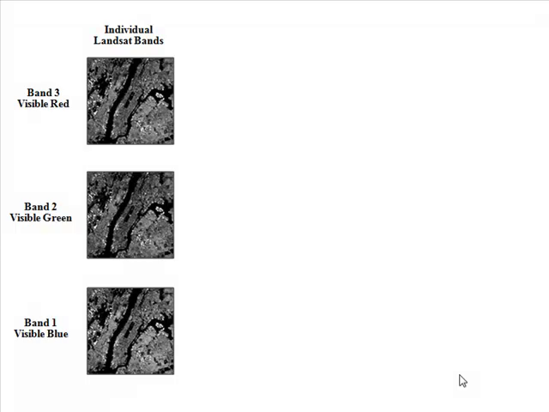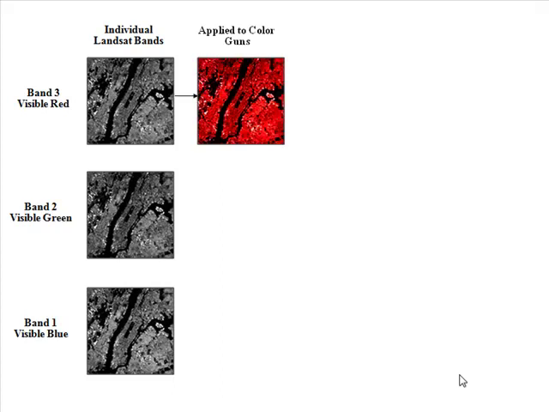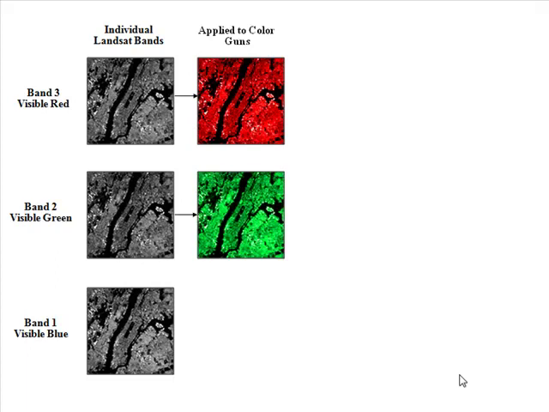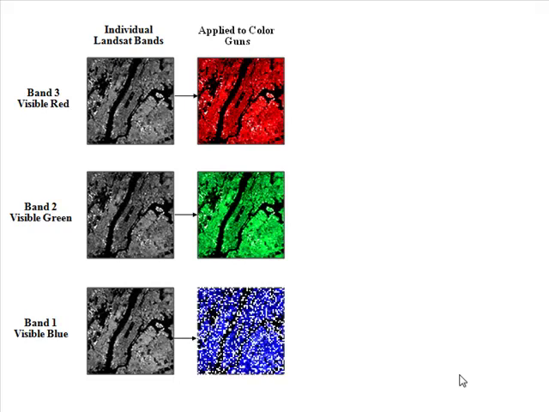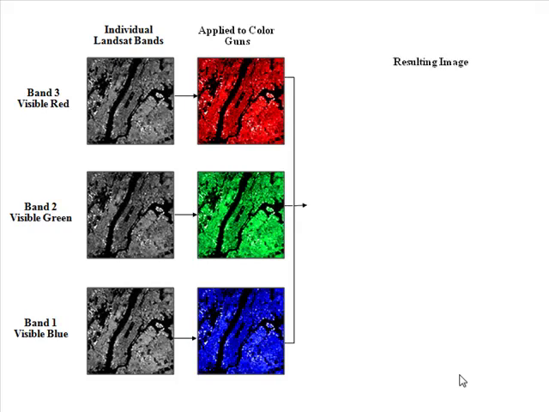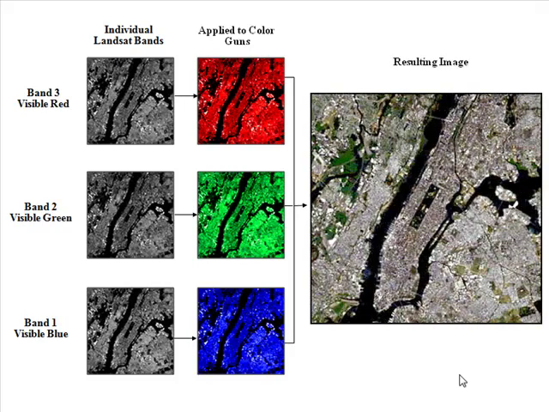Here we're going to take individual Landsat bands and apply them to color guns. We're going to take band 3, which is sensitive to red light, and apply it to the red color gun. We're going to take band 2, which is sensitive to green light, and apply it to the green color gun. And then finally we're going to take band 1, which is sensitive to blue light, and assign it to the blue color gun. What this means is features that are red will appear red, features that are green will appear green, features that are blue will appear blue. The resulting image is what's known as a true color composite in this case.